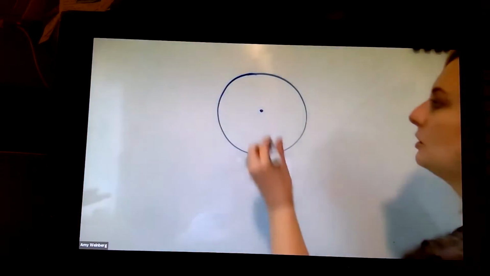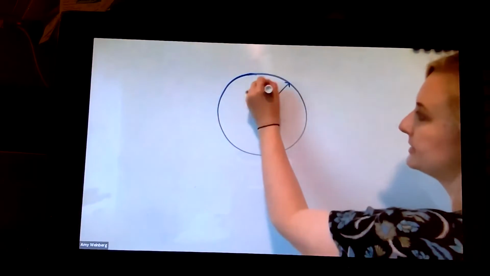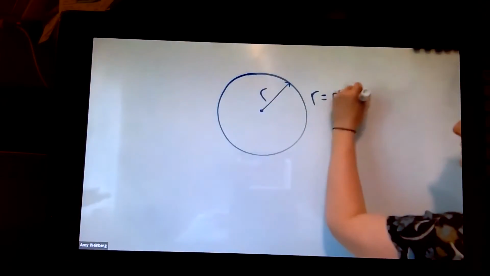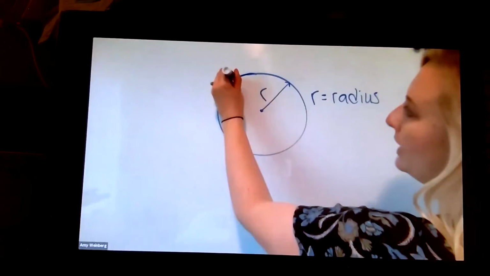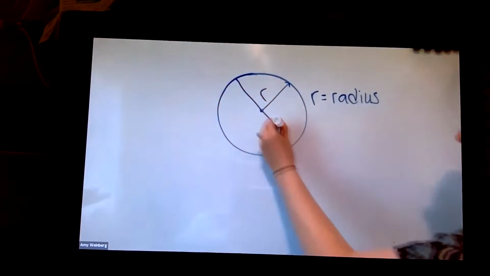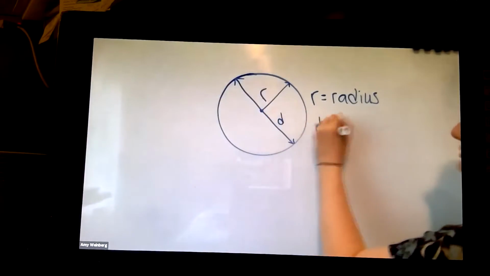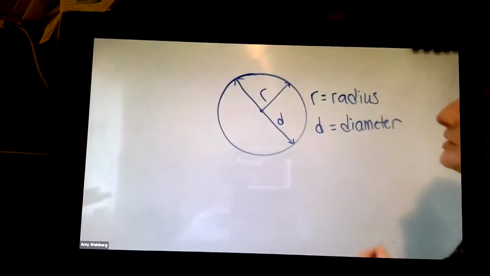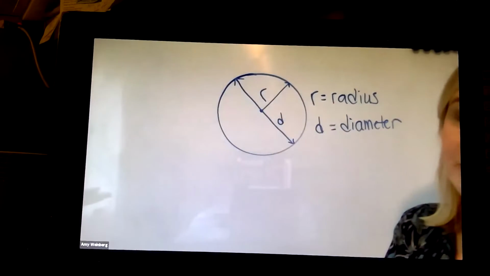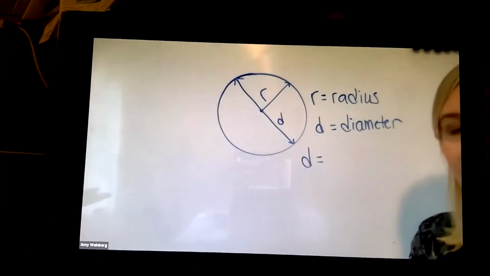The distance from the center of the circle out to the edge of the circle is called the radius. Okay, so R is radius. If we were to go from one edge all the way to the other edge, that's the diameter. So D is the diameter. And so really, if we look at this, what does the diameter actually equal in terms of the radius?